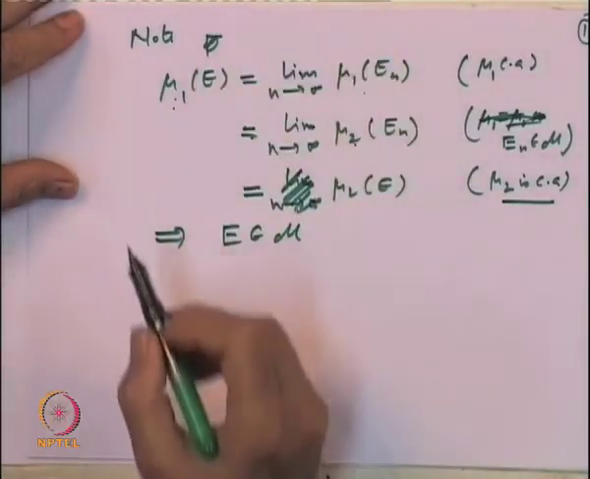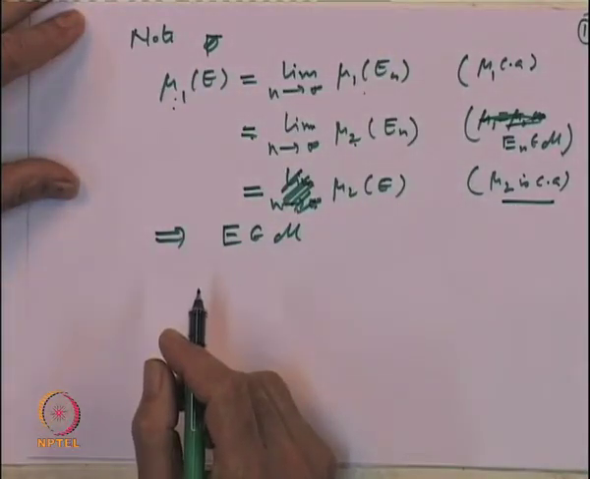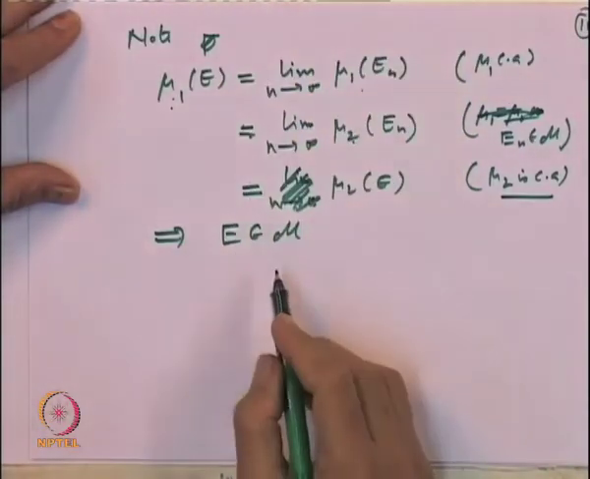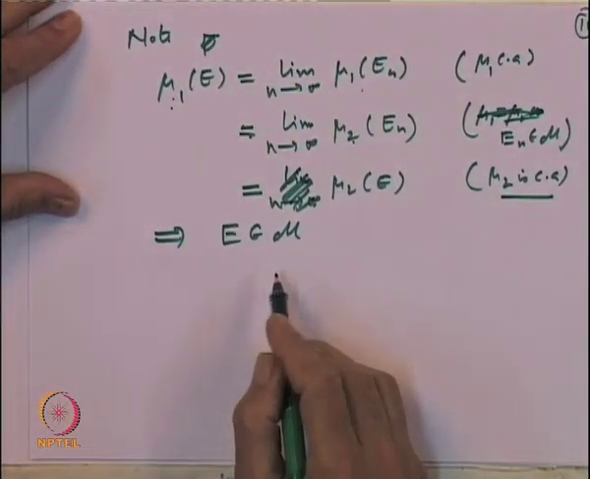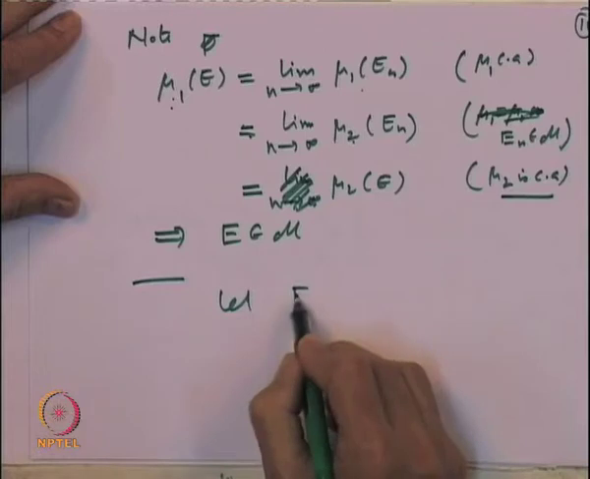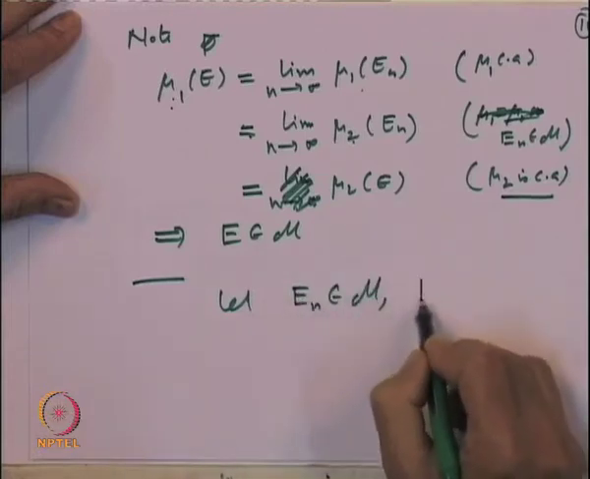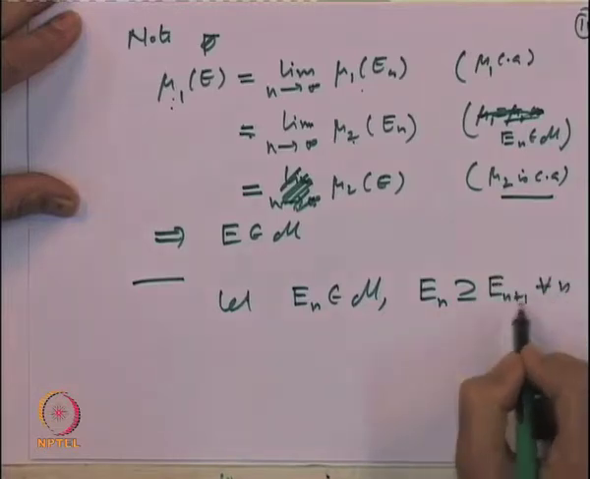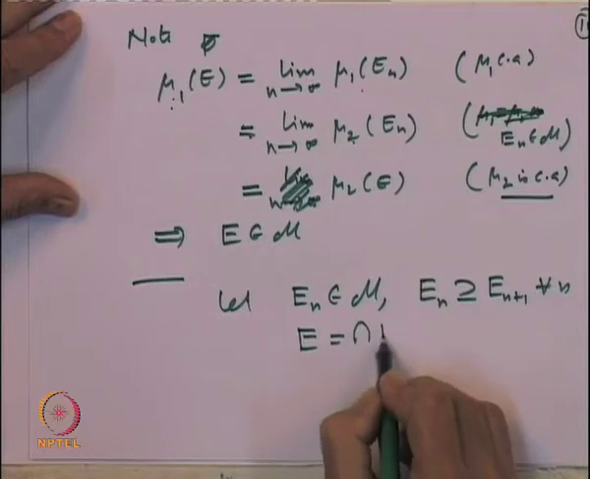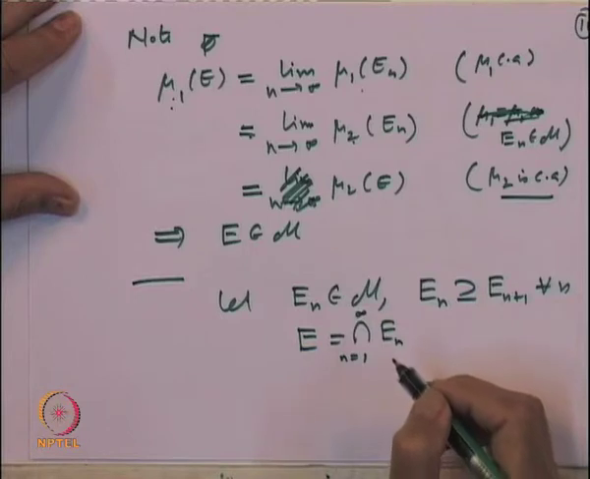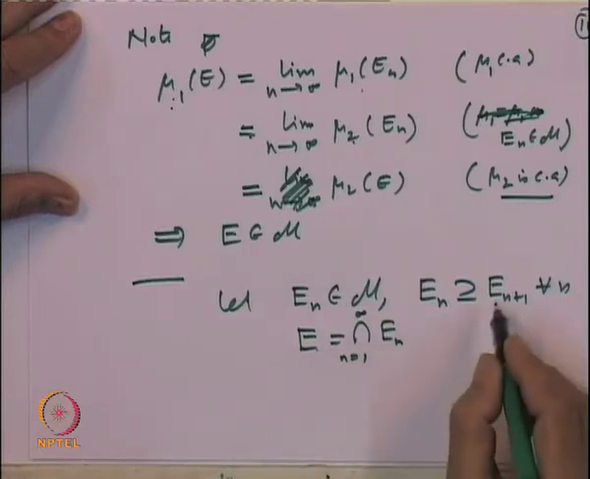So, this is for increasing, and the corresponding thing we have to prove is when it is decreasing, and that is where we are going to use the fact that mu 1 and mu 2 are totally finite. So, for the second case, let E n's belong to M, E n includes E n plus 1 for every n, decreasing, and E equal to the intersection of E n's, n equal to 1 to infinity. So, we want to show that E also belongs to M.